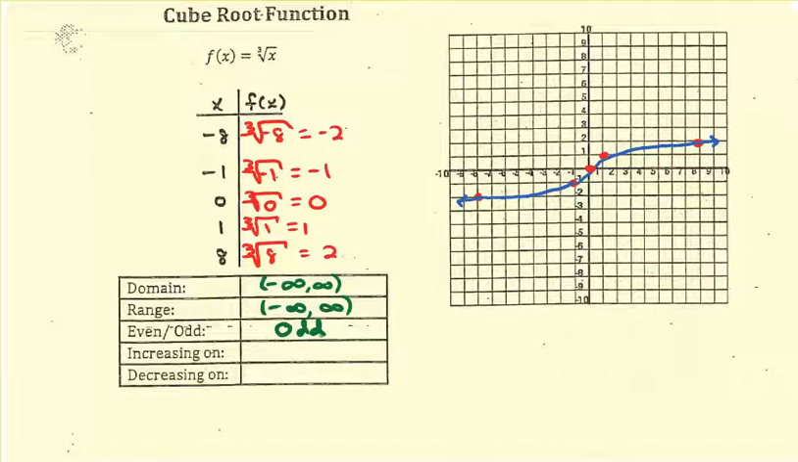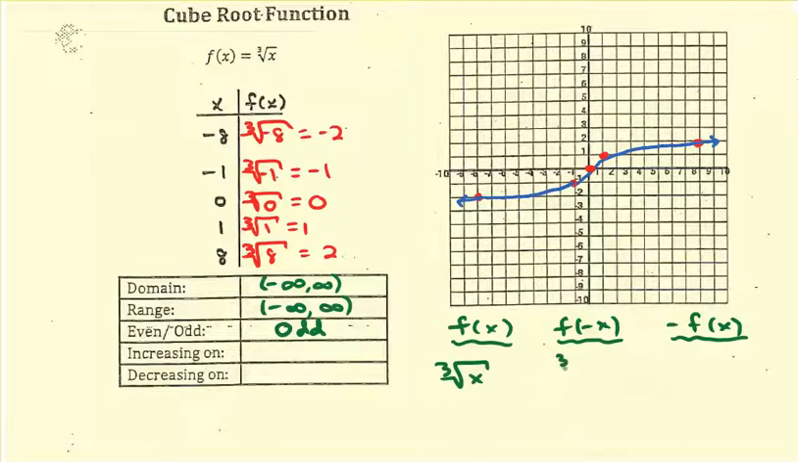From an analytic perspective, if we compare the three expressions, f of x, f of negative x, and negative f of x, we get some good information. Of course, f of x is the cube root of x. For f of negative x, we'd have to do the cube root of negative x, which you could break up as the cube root of negative 1 times the cube root of x, and the cube root of negative 1, as we see in the table, is negative 1. So the fully simplified form of f of negative x is negative cube root of x.